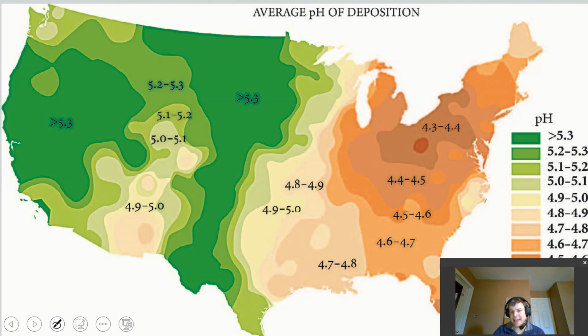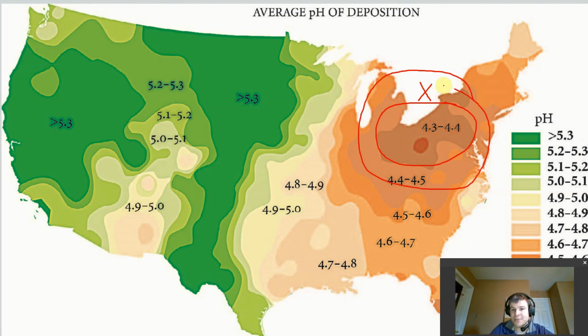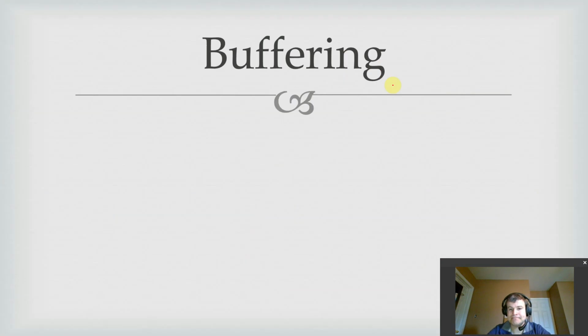Here's a graph of the United States. I wasn't able to find a good one in Canada, but a graph of the United States where you see the regions most impacted by acid rain. By the way, this is southern Ontario right here. And notice we live in the region where acid rain is the worst in the United States and probably in Canada as well because of all the industrialization of this region here. So notice the standard average pH of deposition is between 4.3 to 4.5 in the eastern United States and southern part of Ontario. So we are definitely impacted by this.